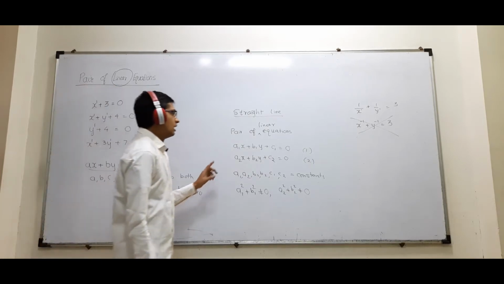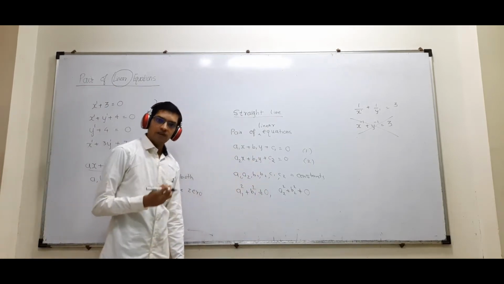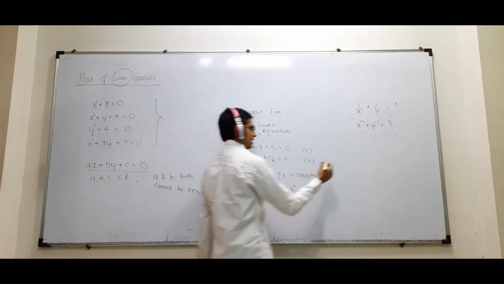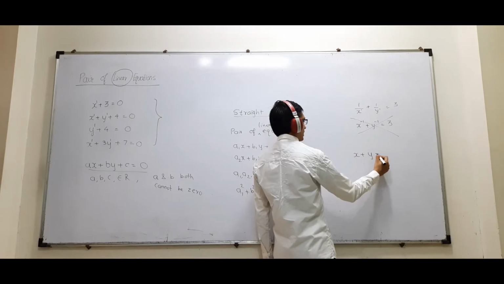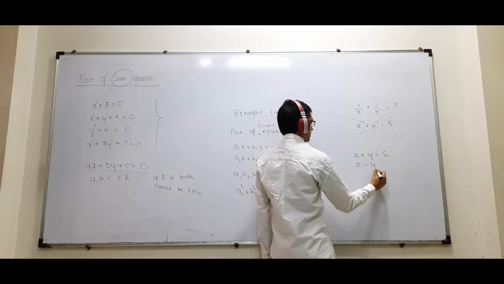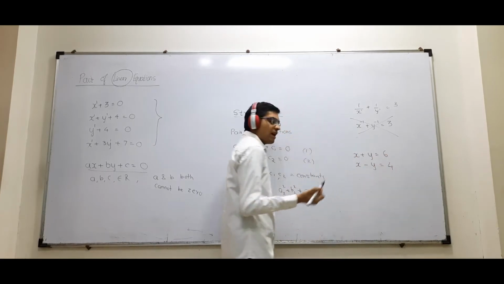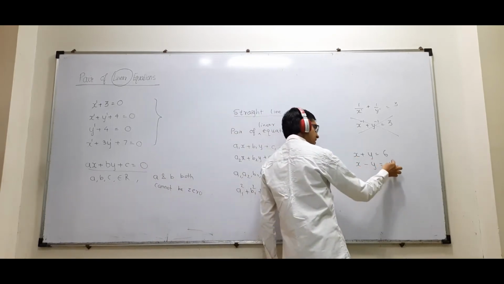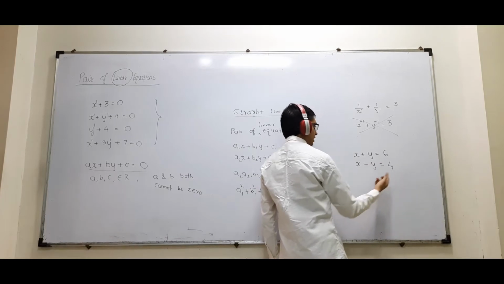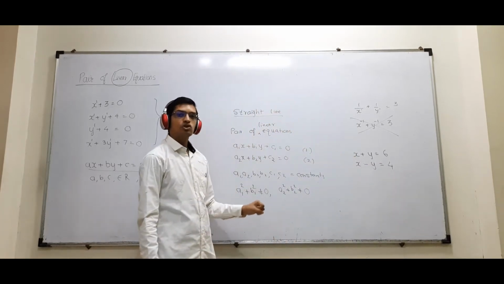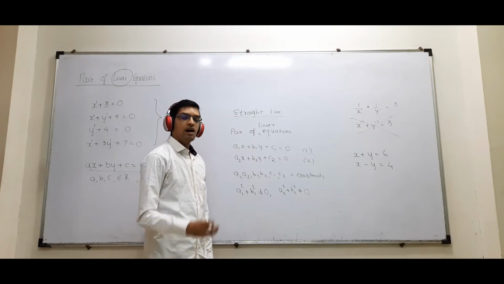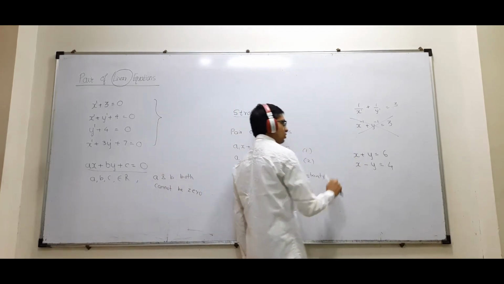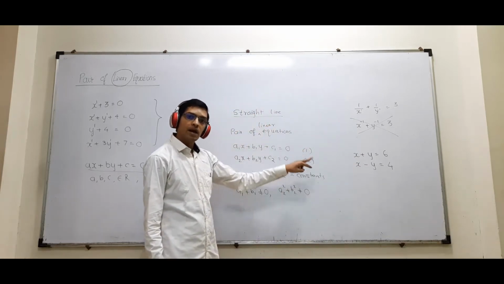Okay? Now, if any value of x or value of y is satisfying both the equations, I'll take an example: x plus y is equal to 6, x minus y is equal to 4. If I can get x and y such that addition is 6, subtraction is 4, that will be called as solution of that equation. A value of x and y which satisfies both the equations is called as solution of pair of equations.